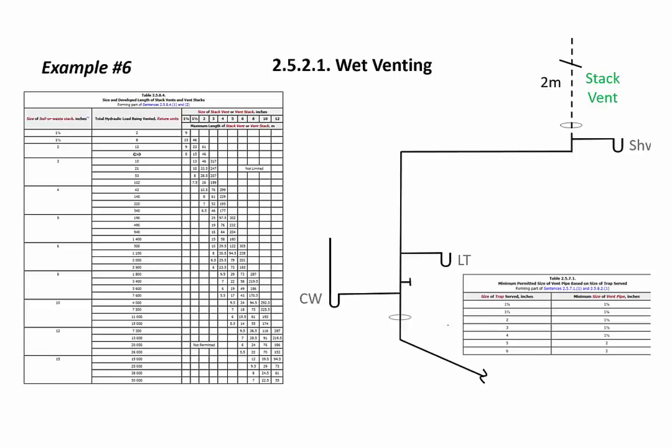Okay, now we'll look at the stack vent. Because this is a solar waste stack wet vent, that makes our vent here a stack vent, not a continuous vent. Stacks have stack vents. So we had a 2-inch base of stack. We have a total of 5 fixture units and a 2-meter length to open air.